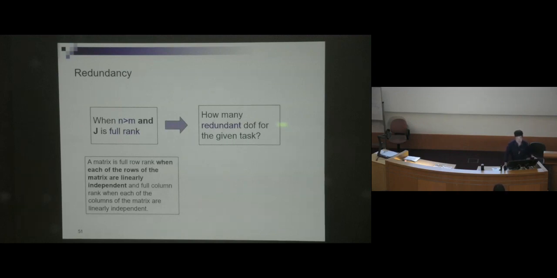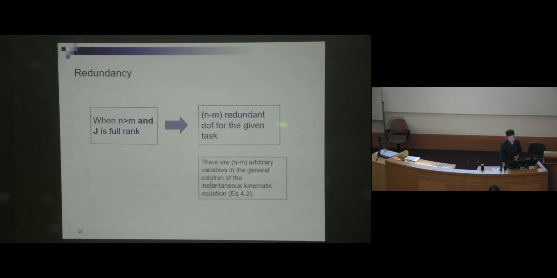So this is the definition of full rank. We have talked about full rank before. A full row rank means that each of the rows of the matrix is linearly independent, and full column rank means that each of the columns of the matrix is linearly independent. So when n is greater than m, you have full rank when your m vectors are linearly independent. Altogether, you have n minus m redundant degrees of freedom for the given task. Therefore, the n minus m redundant degrees of freedom imply that there will be n minus m arbitrary variables in the general solution of the instantaneous kinematic equation.